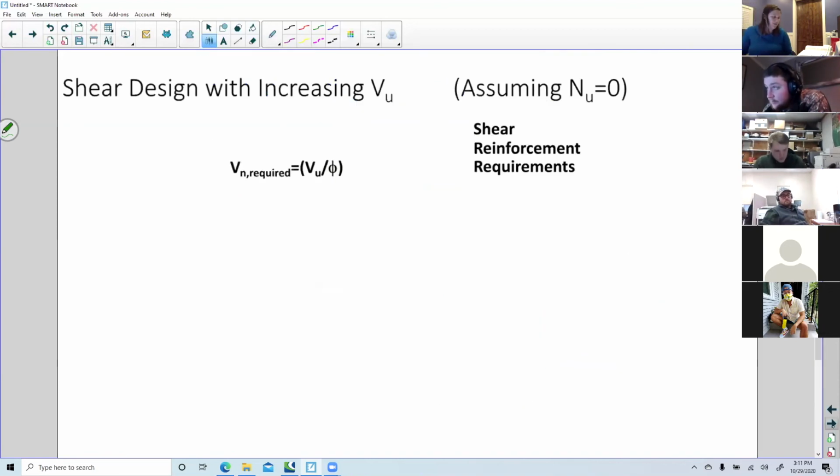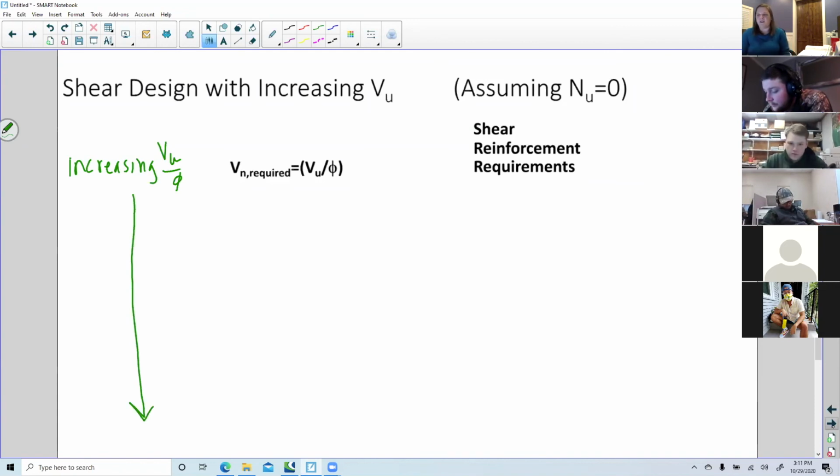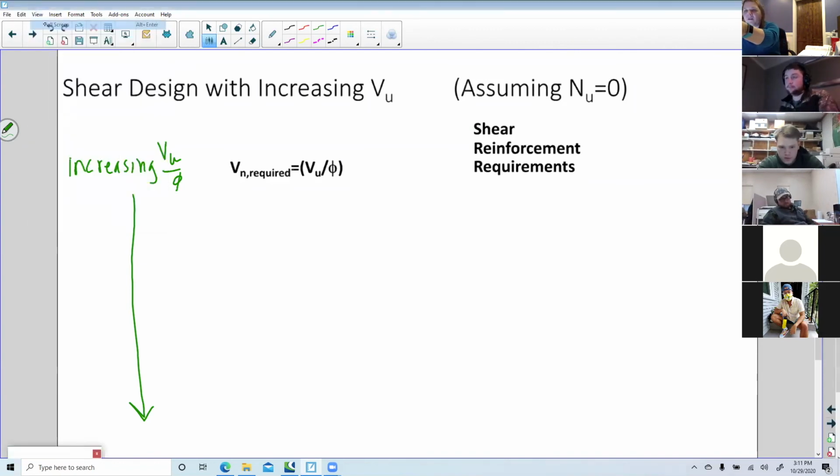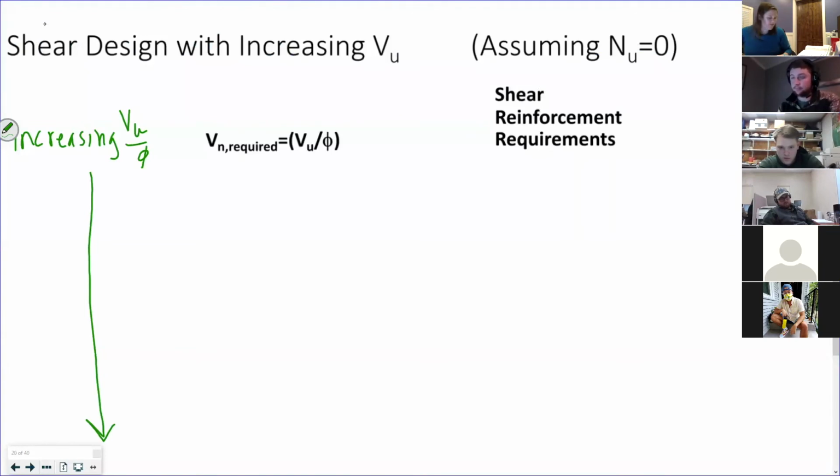So let's look at some shear design with increasing VU, right? Increasing nominal, like required, as I increase how much I need. This is an important table. This kind of summarizes it.